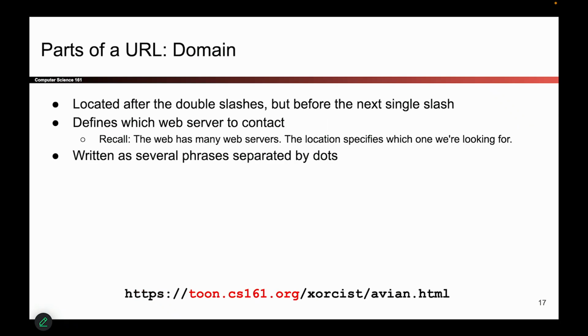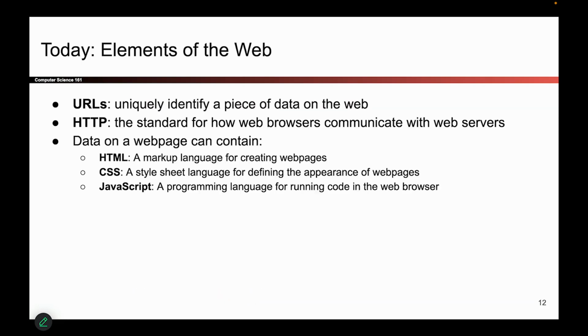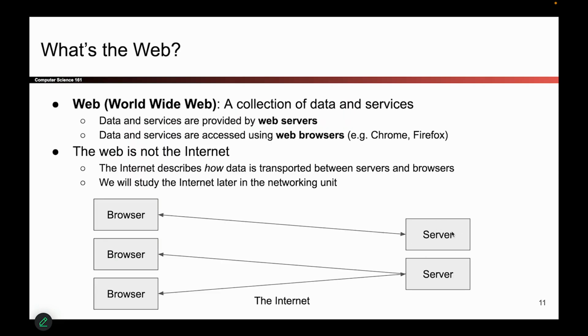Now we skip past the double slashes, and we start reading this thing, which is after the double slashes, before the next slash. This is called the domain. And the way I think of this is it identifies which web server to contact. So remember in our model of the web, there's lots of browsers accessing data, and there's lots of web servers that are serving data to the world. This says, I want this particular server. Not any of the others, I want this one. So if I go back to this picture, it says, I want this server. I don't want this one. I don't want any other one. The domain uniquely identifies one of these servers.